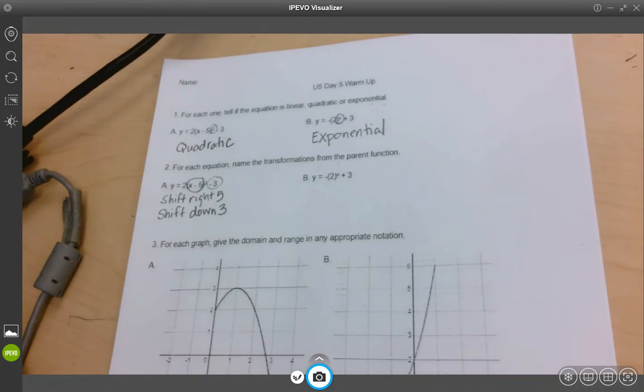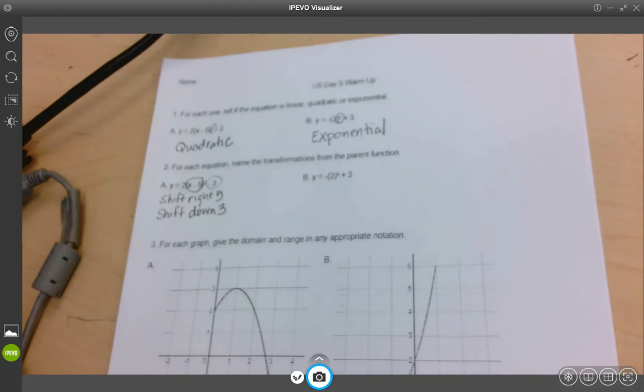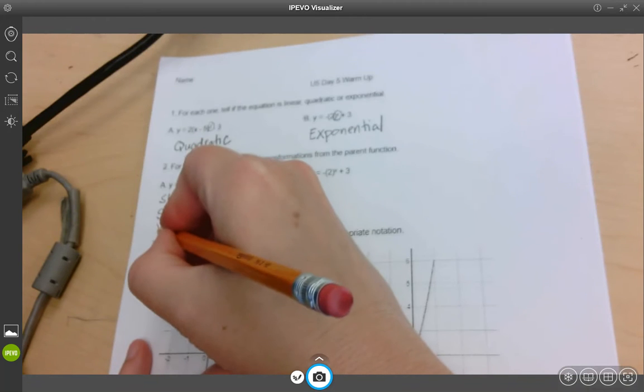Okay, and the last transformation is that 2 that's in the front. This one right here. So it would be a reflection if it was a negative. In this case, what is it? It multiplies all your y values by 2. What does that do? It stretches it, right. So it's a vertical stretch of 2.